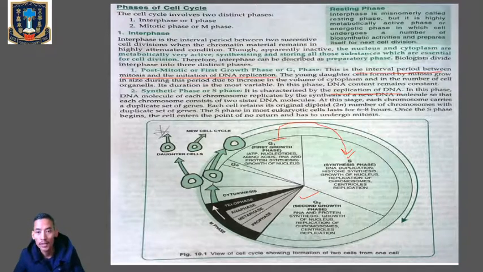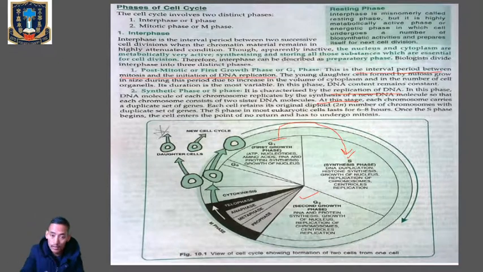Clear? Okay, now this is the most important one, look over here. During the S phase, each chromosome carries a duplicate set of genes. Each cell retains its original diploid number of chromosomes with a duplicate set of genes. The S phase in most eukaryotic cells lasts for 6 to 8 hours. Once the S phase begins, the cell enters the point of no return and has to undergo mitosis.